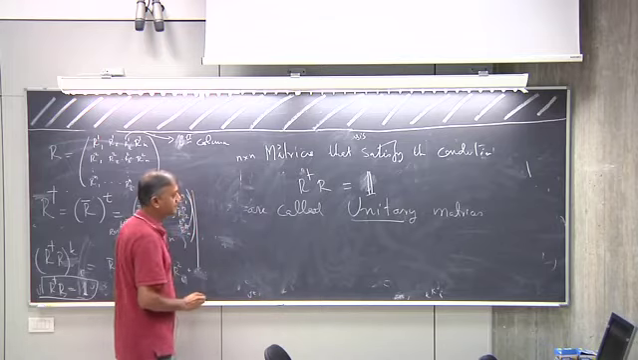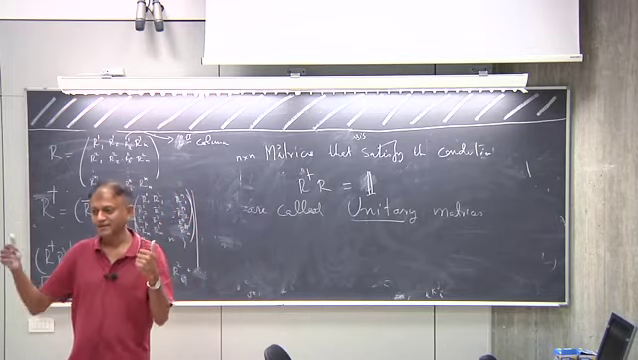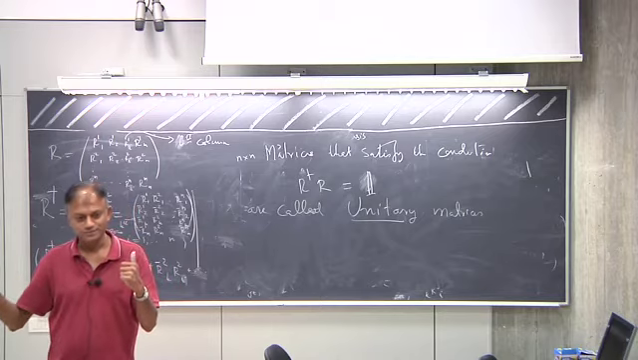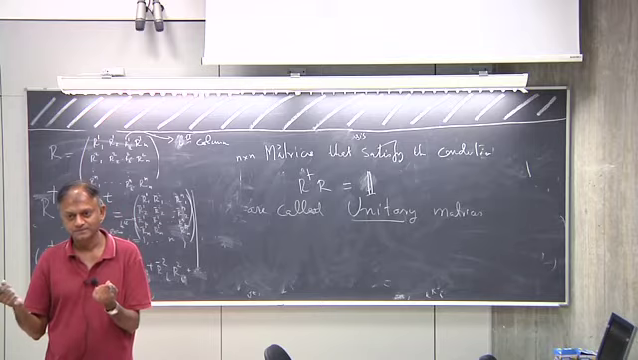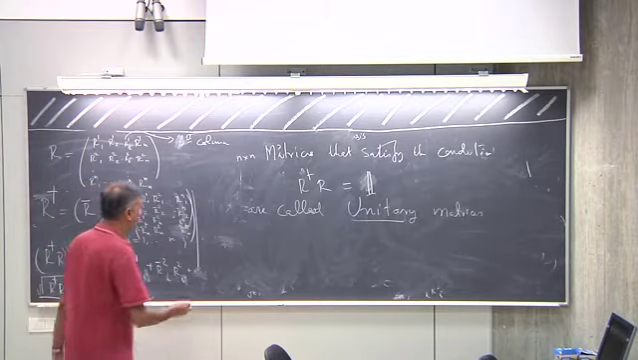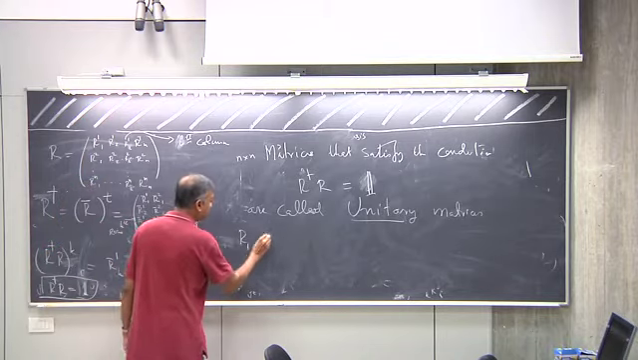Second important point is that if I give you two unitary matrices, let's say R1 and R2, you can ask the following question: is the product of these two matrices unitary or not? Okay. So take R1 and R2, and suppose they are unitary.